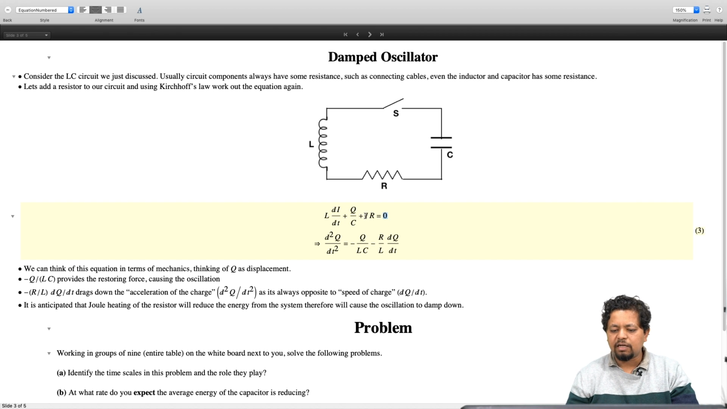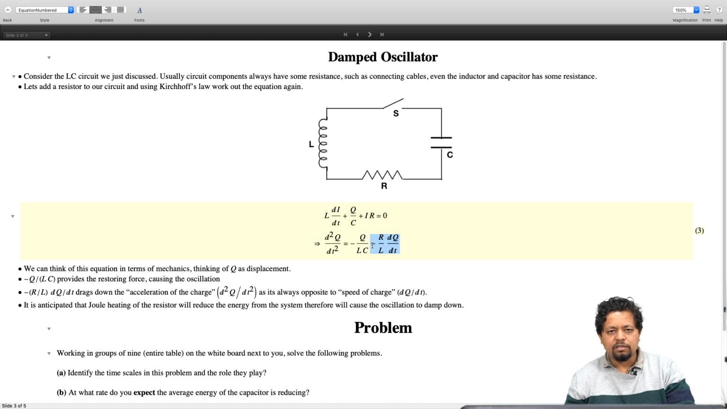Now the current I can be written as dq by dt. When I write current as dq by dt, I get this equation over here, and d square q by dt square is now minus q by LC. This is the restoring term, and minus R by L dq by dt is the damping term, because dq by dt is like a current, and this term always acts in the negative direction, opposing the change of current, and therefore it is the term that causes damping.